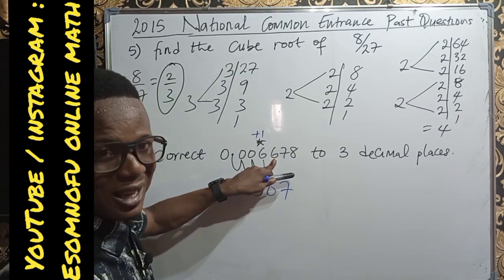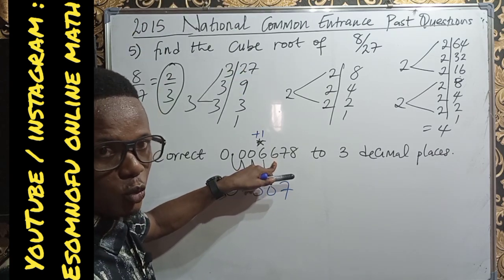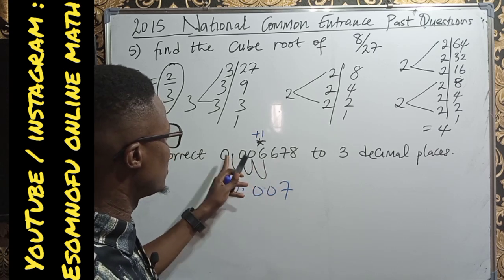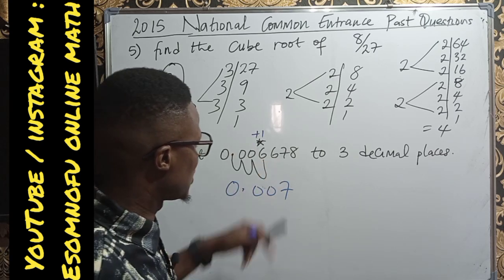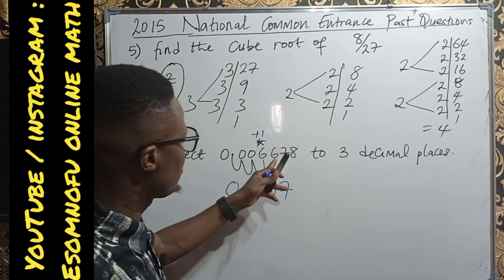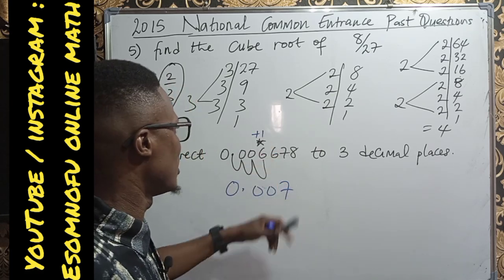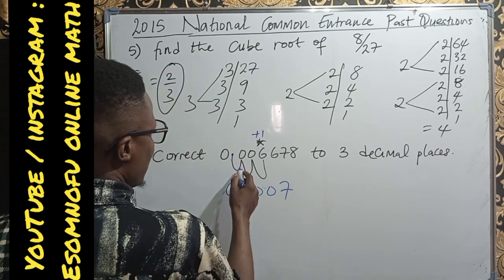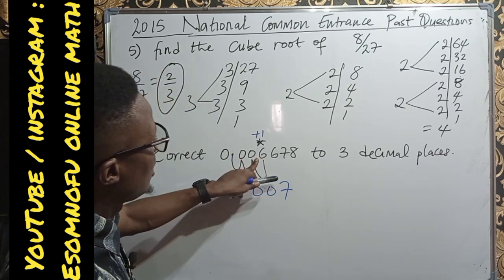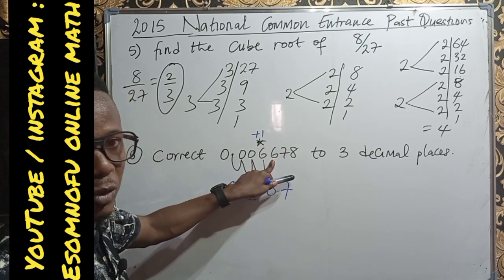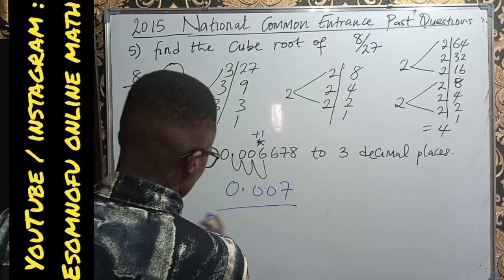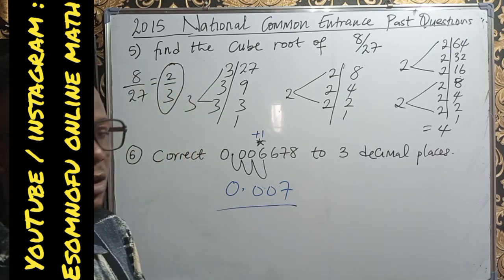Assuming this 6 is something like 4 or 3 or 2 or 1 or 0, I'll add nothing and the answer will still be 0.006. But because it is up to 5 and even more than 5, I'm adding 1. Remember, because they said 3 decimal places, begin from the decimal point and count 3. Stop there, then check the number closest to where you are stopping. If it is up to 5, add 1. And that is how we got 0.007.